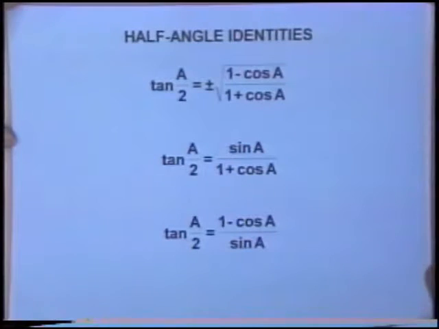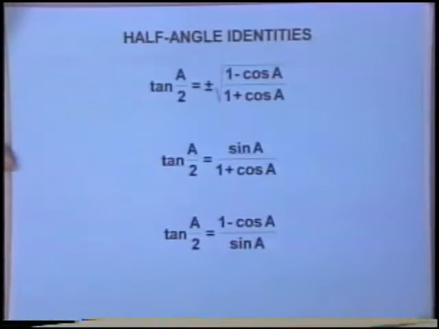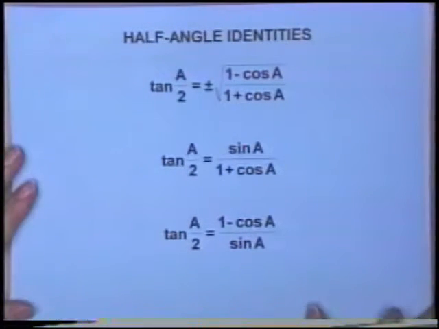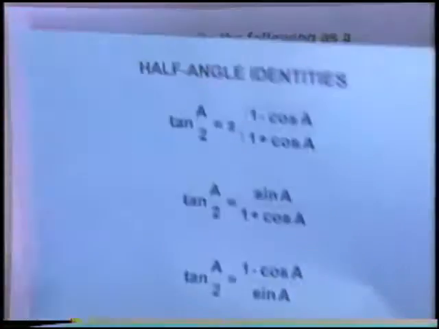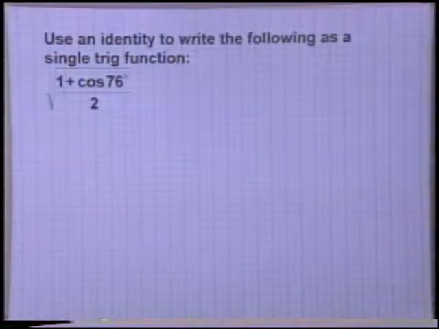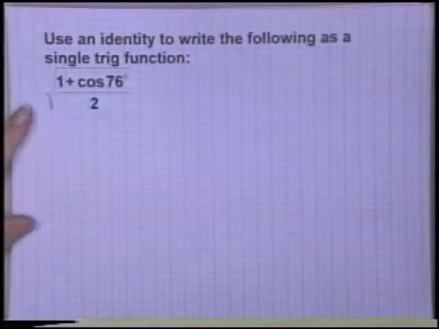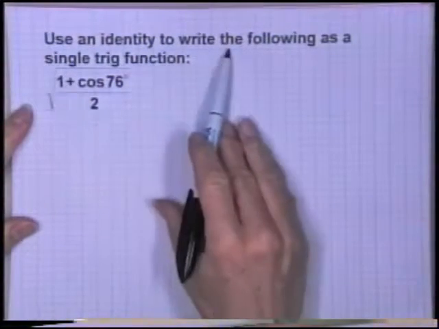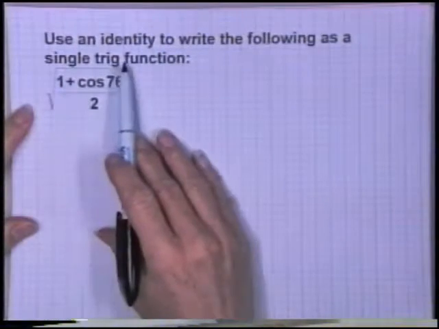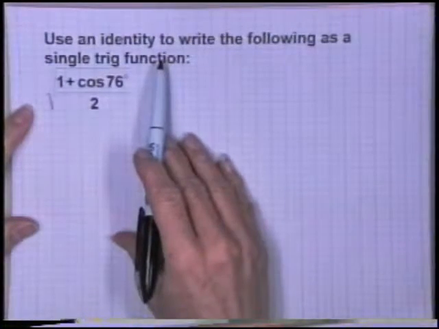So again, whatever trick you might need to come up with to help you remember identities, you do need to work on those. Now we're going to go to some problems, and the first several problems are just going to be working on rewriting expressions using these half-angle identities. Well, let's look at this first one. We're to use an identity to write the following as a single trig function.